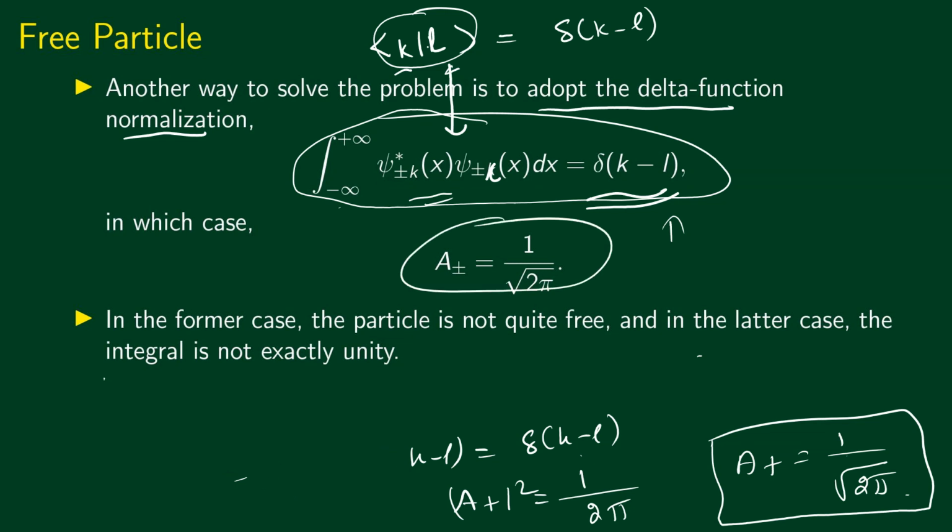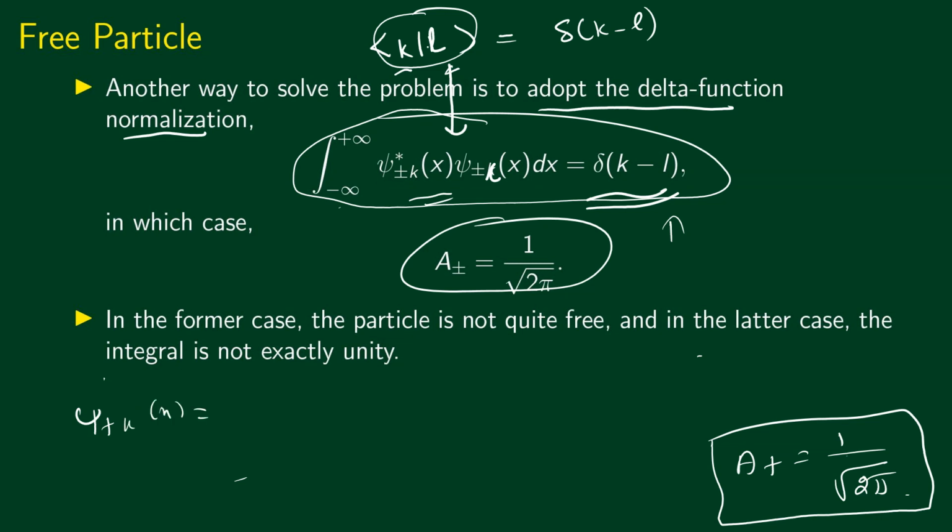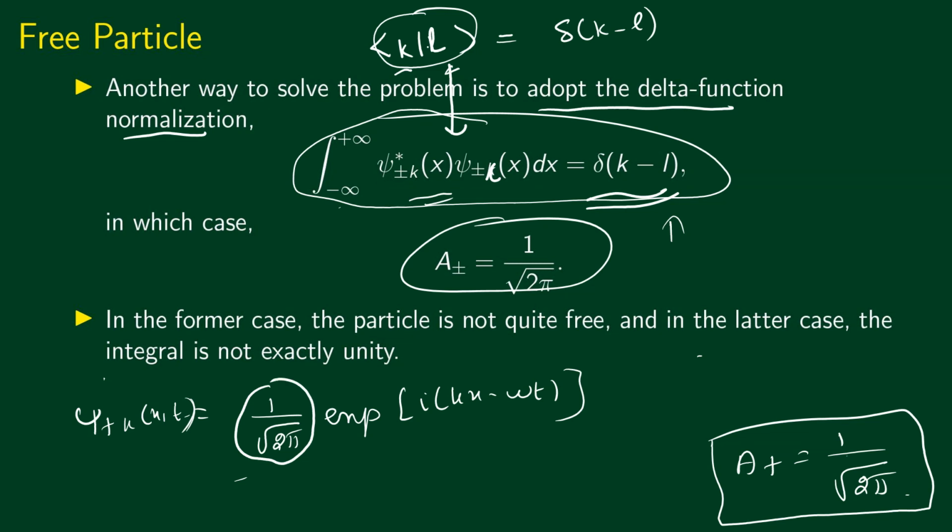Right, so this is known as the Dirac delta normalization. So in the Dirac delta normalization, we'll say that psi plus k of x is equal to 1 divided by square root of 2 pi exponential i(kx minus omega t), if you also want the time dependence, that is. Similarly, you can write it down for psi minus also. This would be the correct normalization factor in this case.